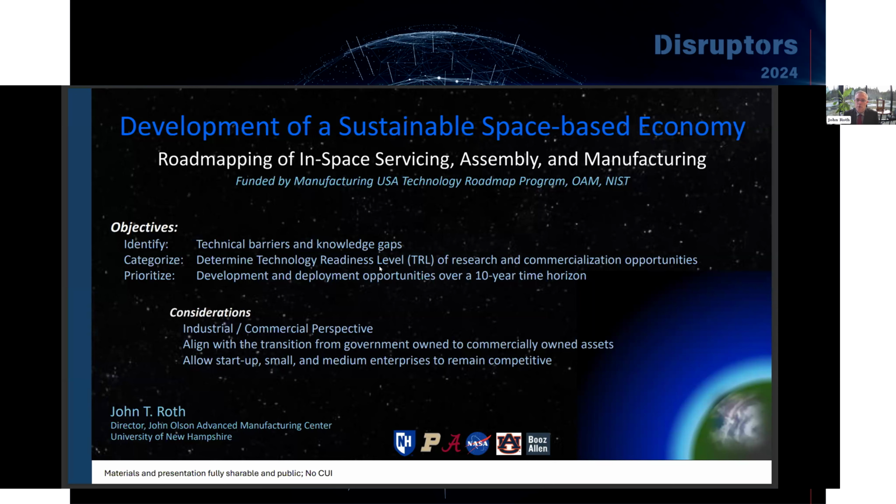The objectives of the roadmap are to identify the technical barriers and the knowledge gaps that currently exist that are preventing us from having a space-based economy. For each of those, to identify the TRL levels for both the research and the commercialization opportunity. And then from there, to look at the deployment of it over a 10-year horizon. And that's an important thing. Things that are beyond 10 years are considered with respect to what needs to be enabled within those 10 years, but it is chopped off at the end at 10 years for this particular roadmap.